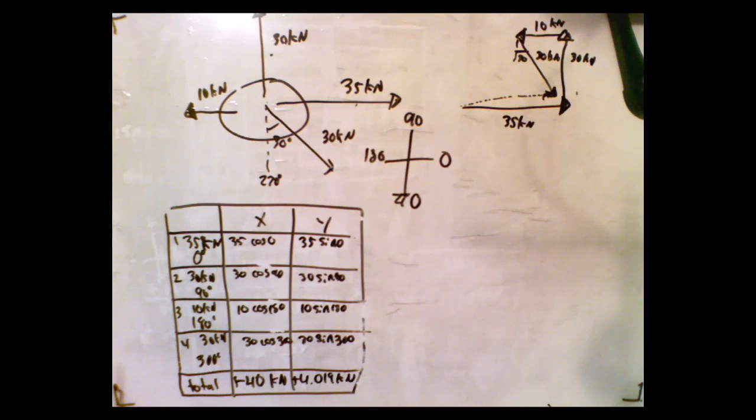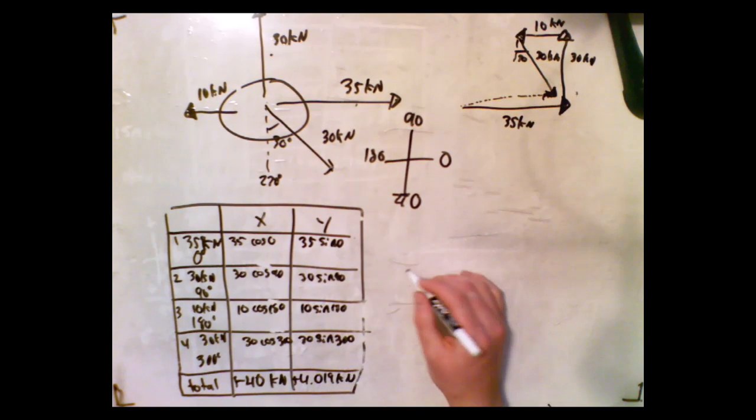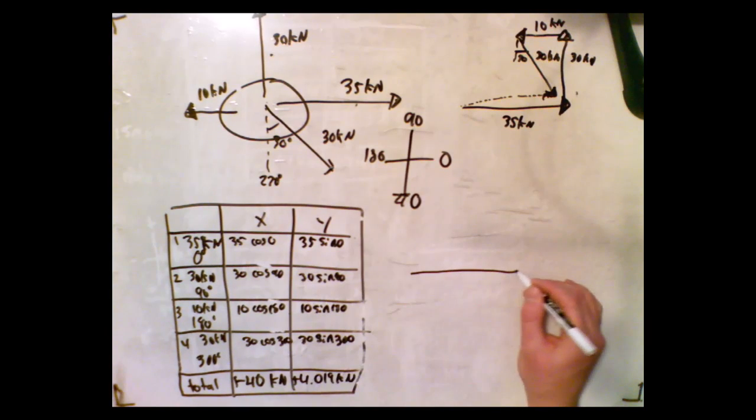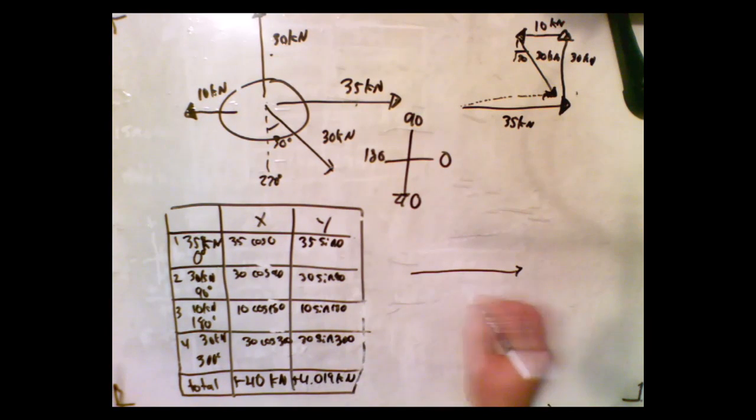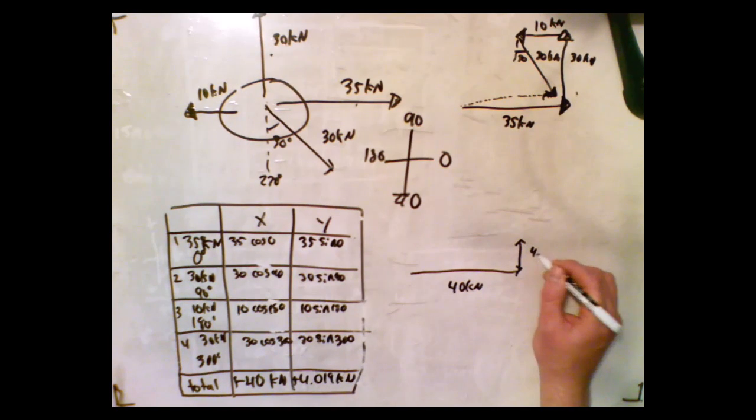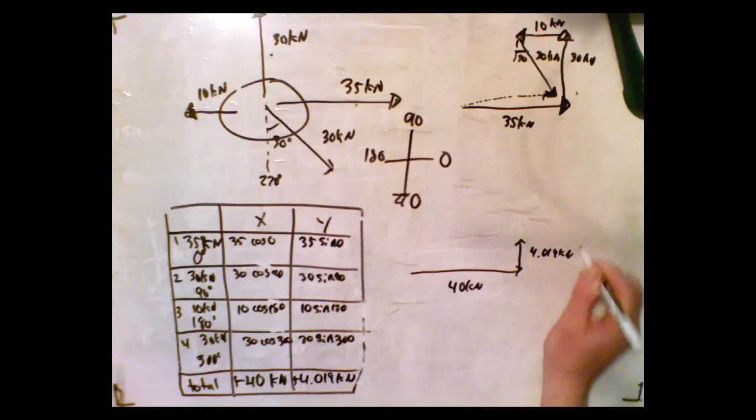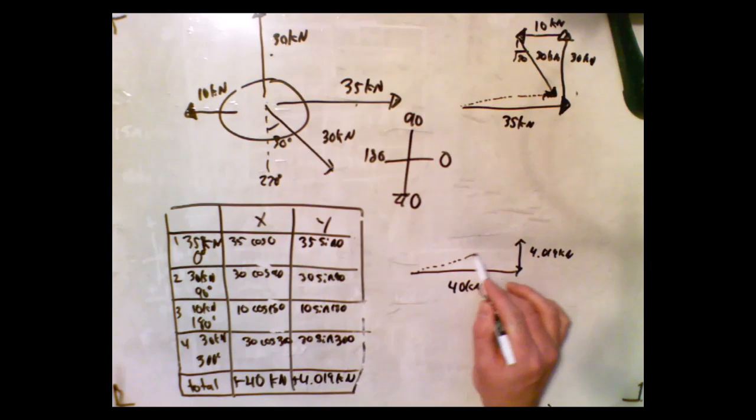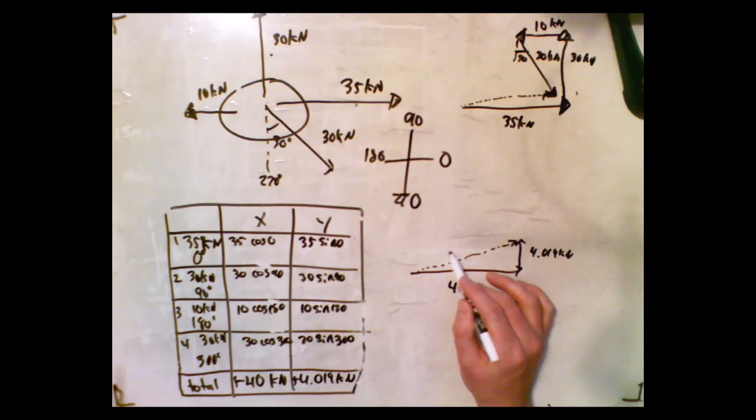So let's finish off this question. So now we have our total x and we have our total y, so we can draw on our 40. It's positive, so we go to the right. And this is positive 4, so we go up. So 4.019 kilonewtons. And then this arrow here is going to be our net force.